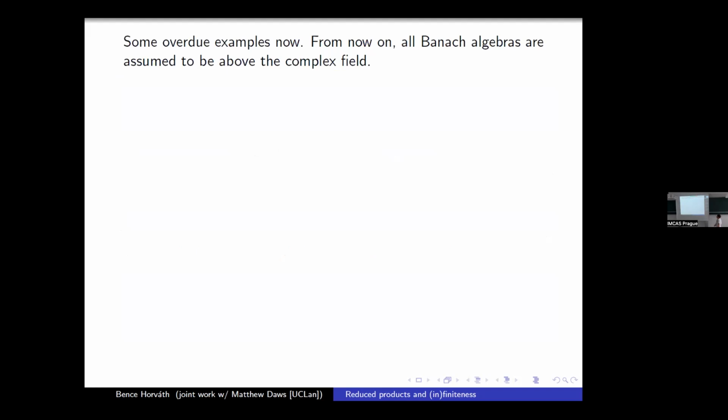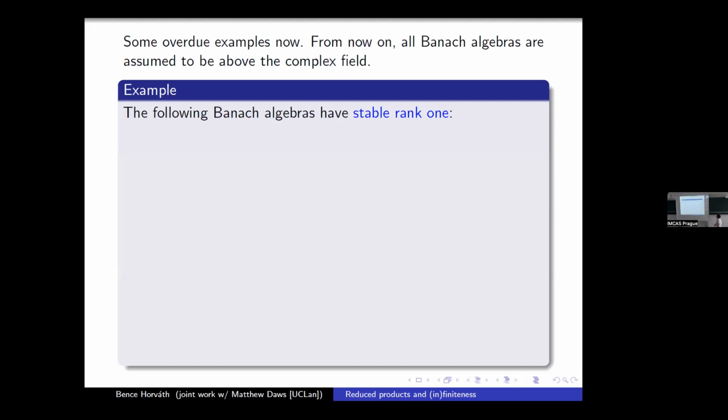Okay, some examples now. All my algebras will involve the complex field. This is actually quite important. I don't know whether the things I'm going to say work for the real case at all. So, some Banach algebras which have stable rank 1.